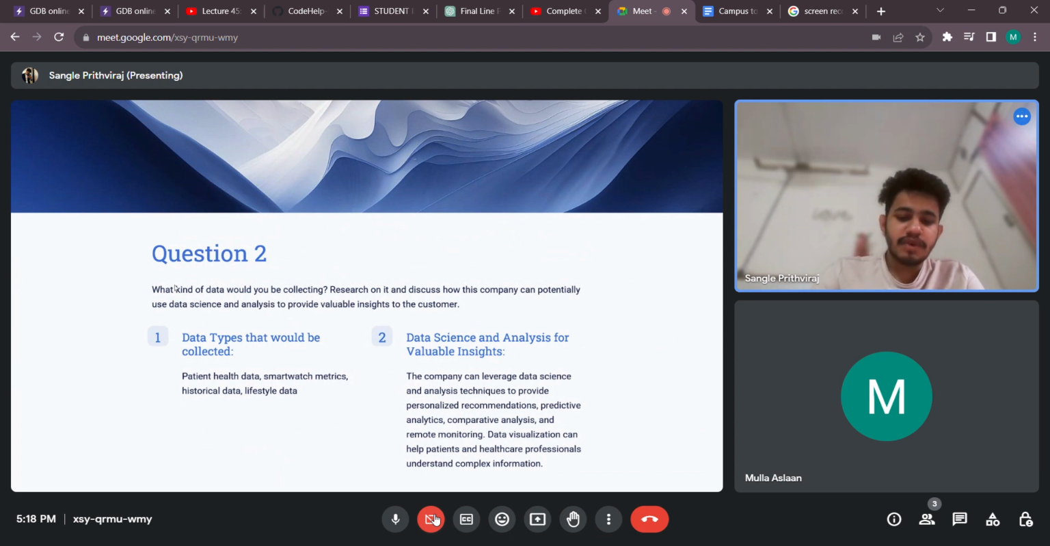Data visualization plays a pivotal role here. It transforms complex data into accessible, comprehensible information. Patients and healthcare professionals alike benefit from clear graphical representations that facilitate informed decision making.